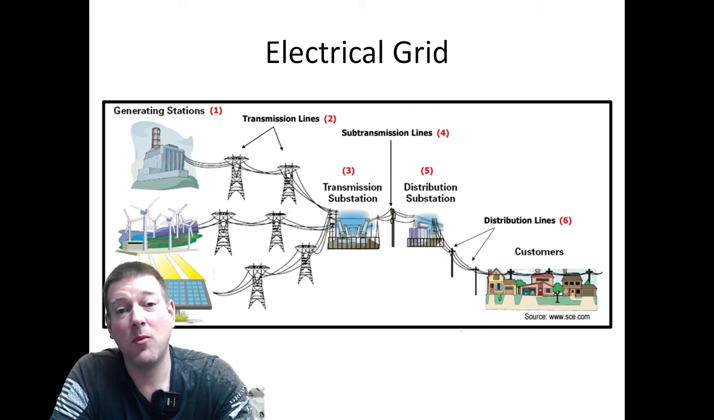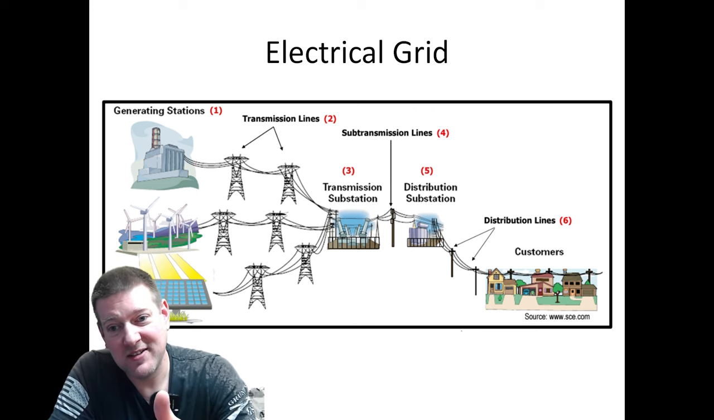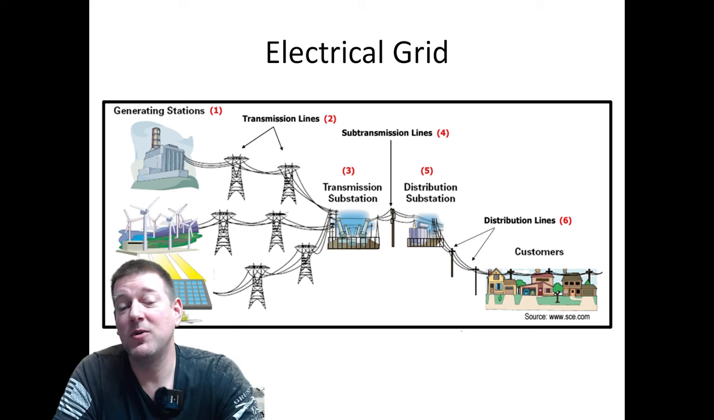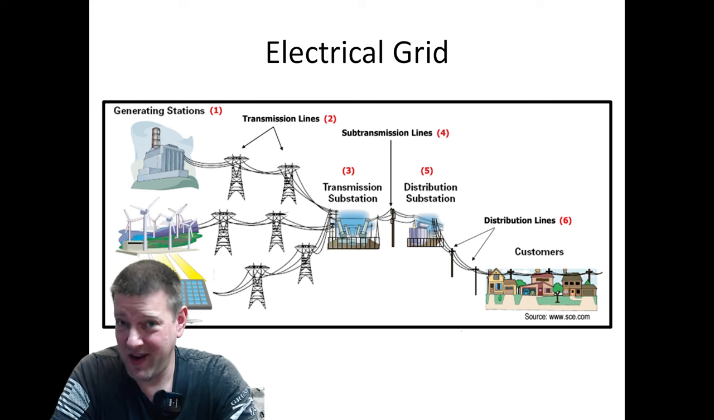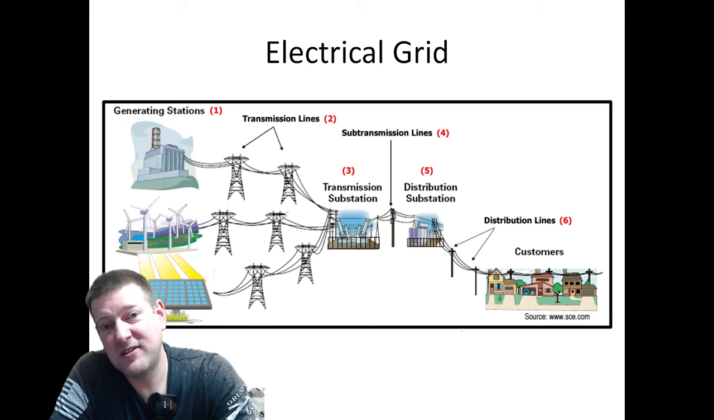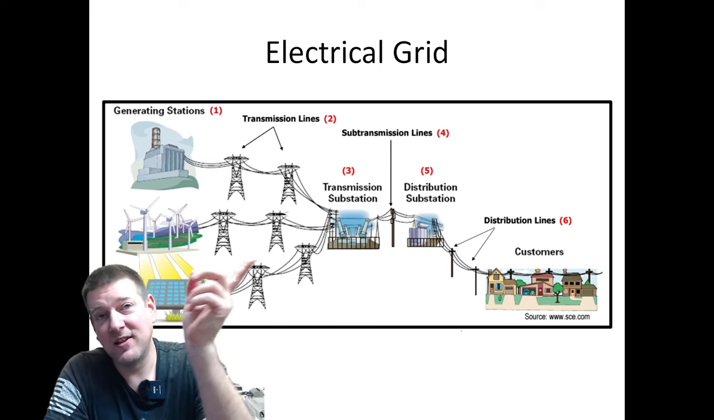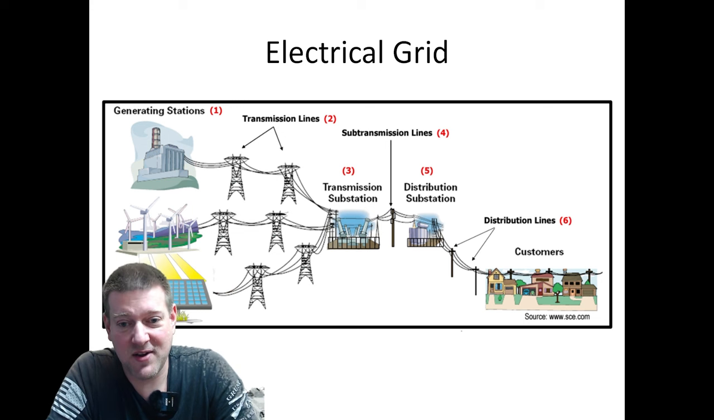Those lines are going to come to a regional transmission substation, where the electricity is stepped down to a more usable and safer level. It then goes to transmission lines, where there's a distribution substation, which is closer to your neighborhood. From there, they step down the electricity to about 7,000 to 12,000 kilovolts. And those are the lines that we all see run behind our houses.